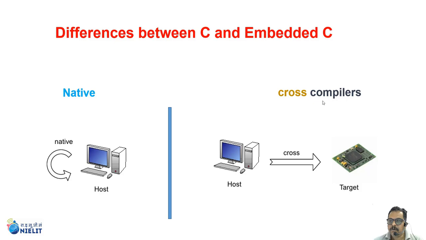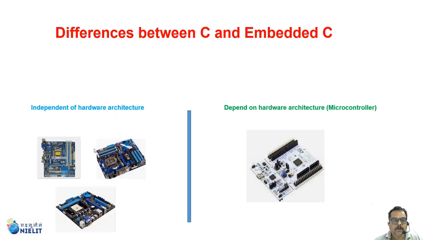That is called a cross compiler. When you are doing it for an ARM microcontroller, the ARM compiler needs to be installed on the host machine. If you are doing it for some other microcontroller, that compiler needs to be installed on the PC. And C programming in the PC environment is independent of hardware architecture.